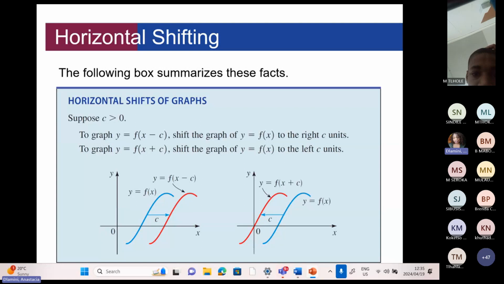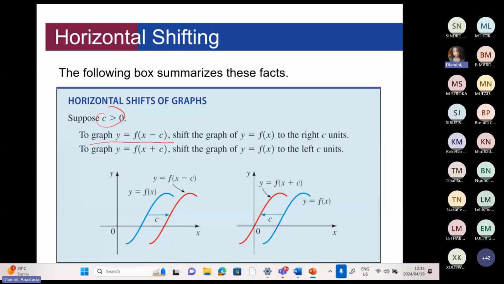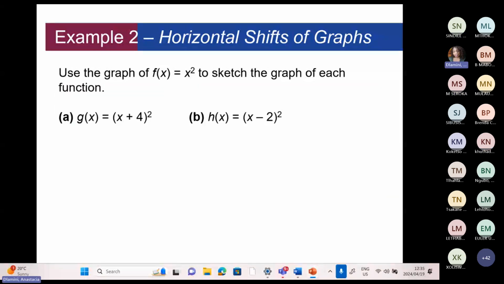Now the following box summarizes that. They say if C is a positive value, C can be 2, 3, 4, positive half or whatever, to graph F of X minus C, shift the graph of F to the right by C units. With a negative, shift it to the right. With a positive, shift it to the left. Are we all together, guys? Yes, ma'am.